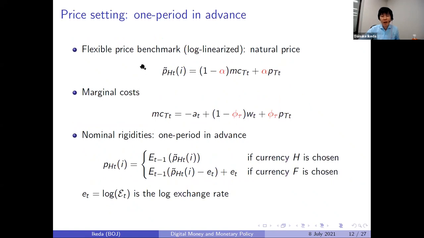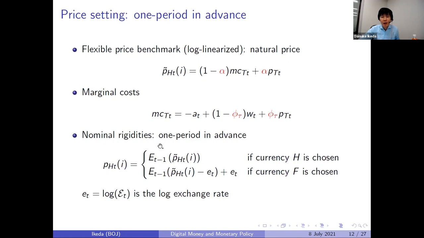It's always useful to look at the flexible price benchmark in analyzing a model with nominal rigidities. If prices are flexible, this is the optimal price, which I call the natural price in the tradable goods sector, which is equal to the weighted average of the marginal cost and the tradable goods price. Here, parameter alpha captures the degree of the kink in the demand curve in the tradable goods sector. If there is no kink, then the natural price is equal to marginal cost. But because of the Kimball aggregator, there is a kink. Alpha is positive. Marginal cost also depends on the tradable goods price, and the tradable goods price depends on foreign prices as well. So foreign prices ultimately affect the optimal price in the home country.